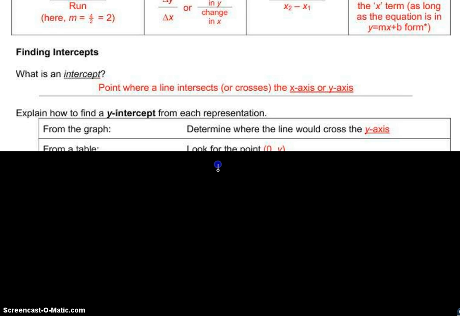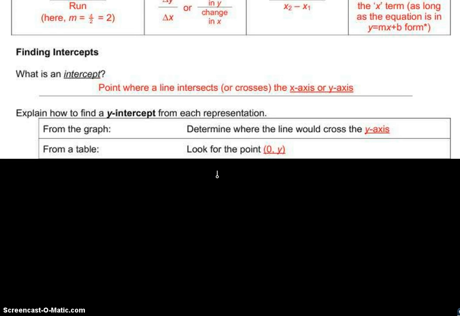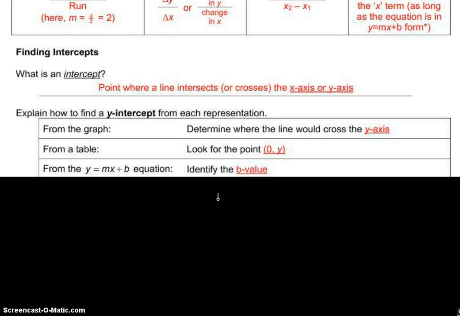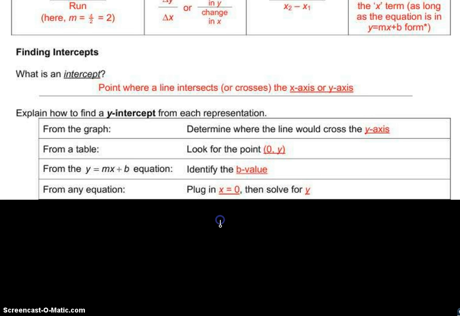If I had a table, I would look for the point 0, y. Now y is going to be the number where it crosses the y-axis. If I'm given the information for y equals mx plus b, here I'm just going to identify what the b value is. And then the last one, from any equation, here I'm going to plug in x equals 0 and then solve for y. Now for the equations, I will give y'all some examples in a little bit.